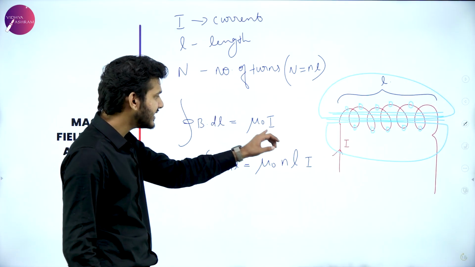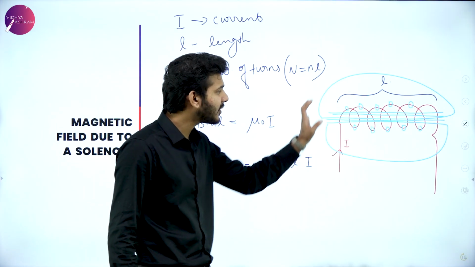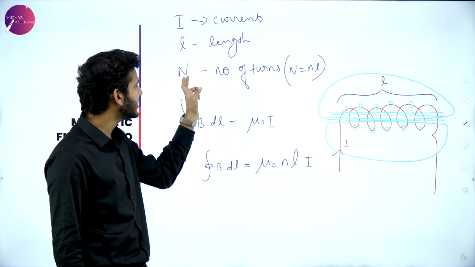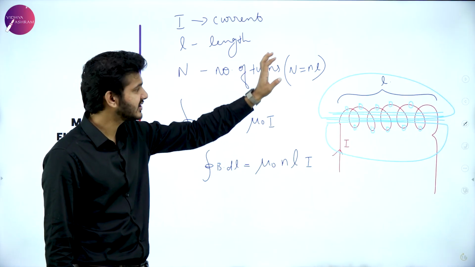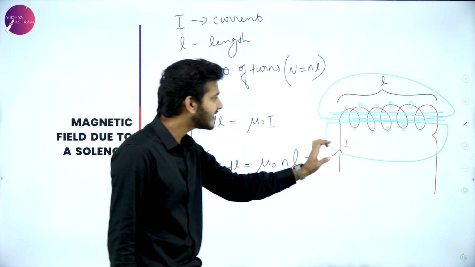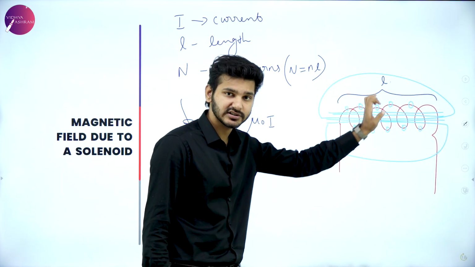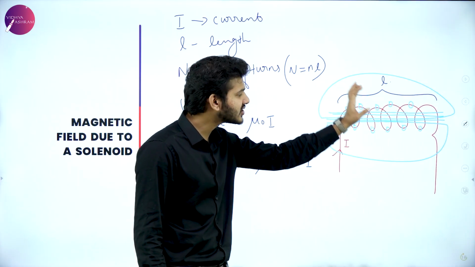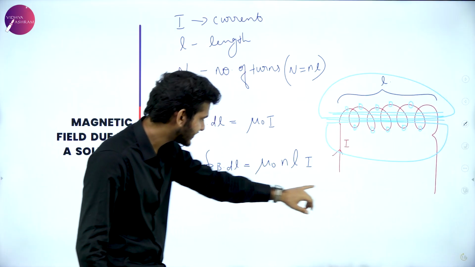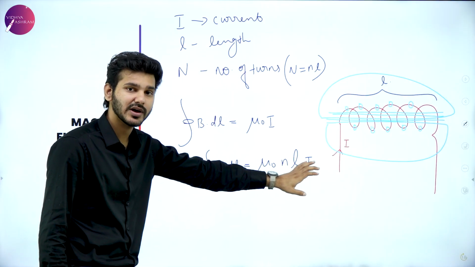That is, this much amount of current is passing through this particular solenoid. n is nothing but the number of turns per unit length. So, if there are n number of turns per unit length, and that much current is being passed through this particular solenoid, the enclosed current is written as mu naught into n into L into I.